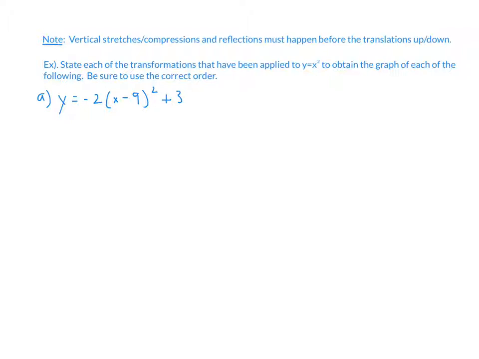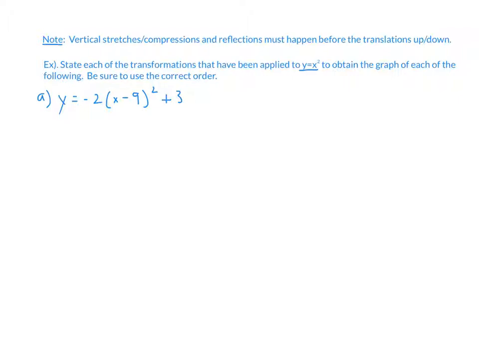down. So our example here is state the transformations, each of the transformations that have been applied to our base parabola of y equals x squared to obtain the graph of each of the following. Be sure to use the correct order. In other words, put those reflections and the stretches before we do our translations up or down.